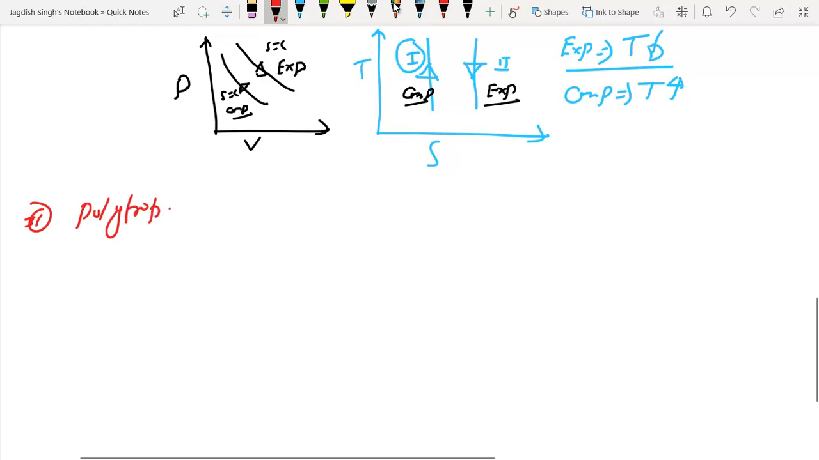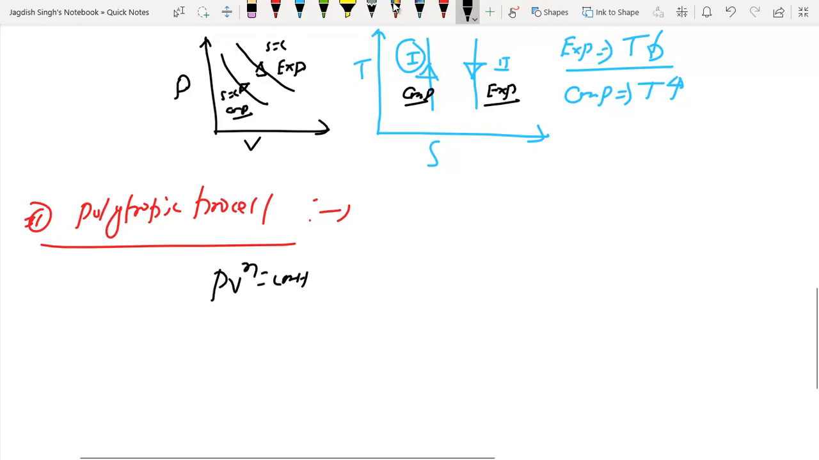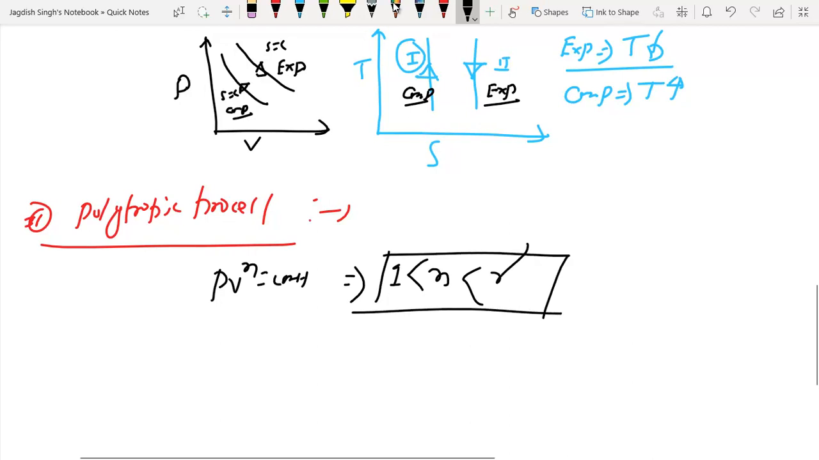polytropic process. This is a general process in which the guiding equation is PV raised to n is equal to constant. In this condition, n is the polytropic index. There is a restriction on n: it lies between 1 and gamma, where the value of gamma is equal to 1.4. This is for air. So the value of n, this polytropic index, always will be lying between 1 and gamma.